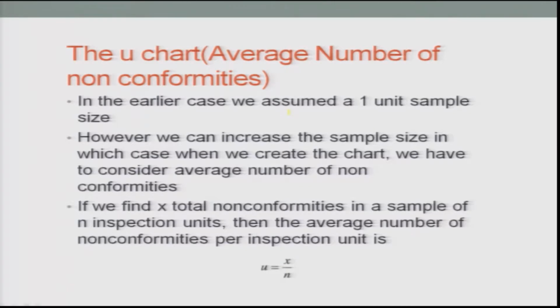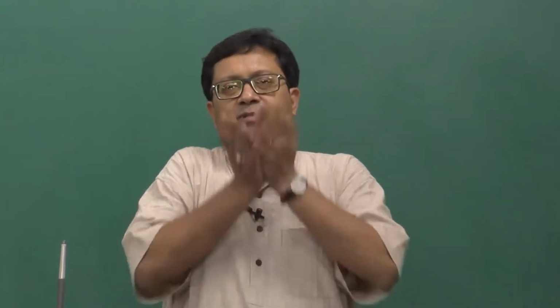average number of non-conformities. So if you find X, which is the total non-conformity in a sample size of any inspection, then the average number of non-conformities per inspection is given by X by N. Now if you remember, X is the total non-conformities, N is the sample size.